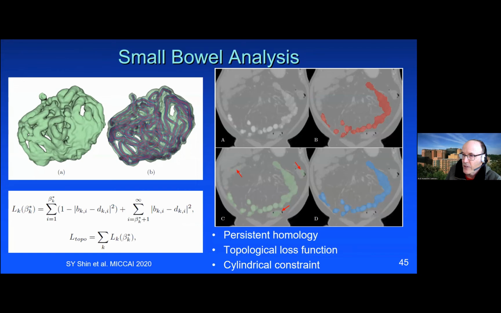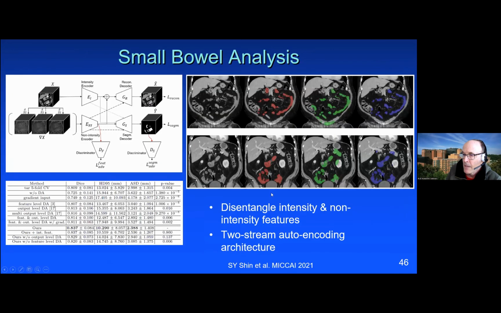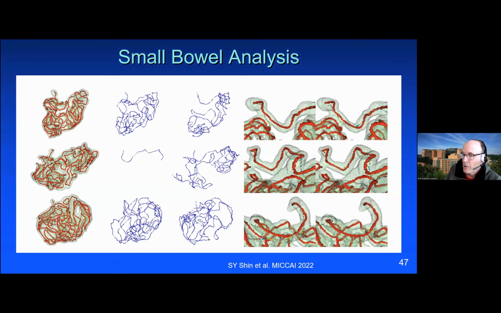This is a project led by Sungyeon Shin, who's currently a postdoctoral fellow in my group, and it's for small bowel image analysis. He has done a series of publications looking at different ways of segmenting and identifying lesions in the small intestine. This method used principles from topology to identify the small bowel, as shown in these 3D and 2D images. This technique disentangled intensity and non-intensity features with a two-stream auto-encoding architecture to identify the small bowel and reduce false positives. And this technique published in this year's MICCAI showed a method of tracking the lumen of the small bowel in order to develop a coordinate system to precisely localize lesions in the small bowel.